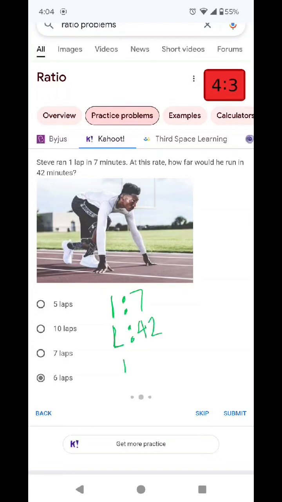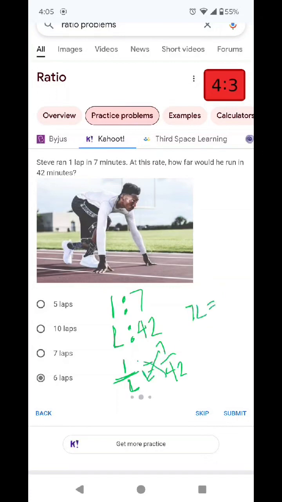Now I'm going to set this up as a proportion. 1 over L is equal to 7 over 42. It doesn't matter if you put the 1 over the 7 and the L over the 42. It just has to be true. Okay, this proportion is the same as this proportion. Everything just has to be true. This is when you cross multiply and divide.